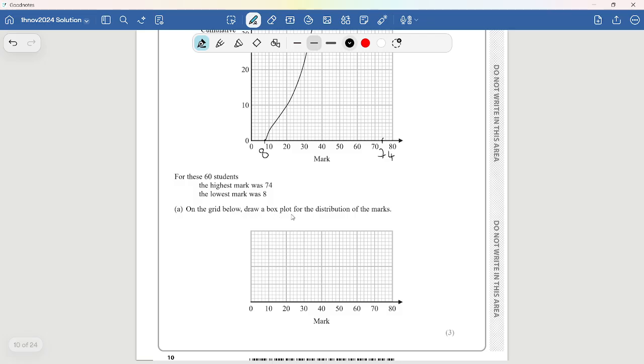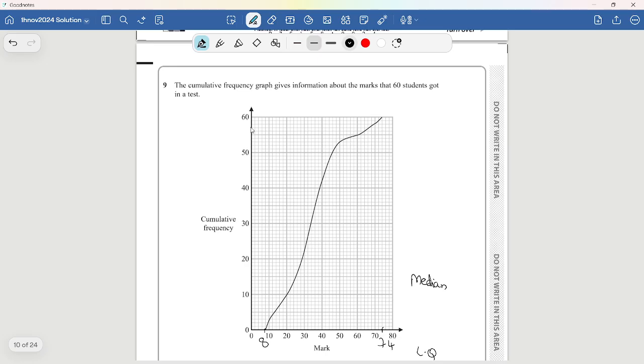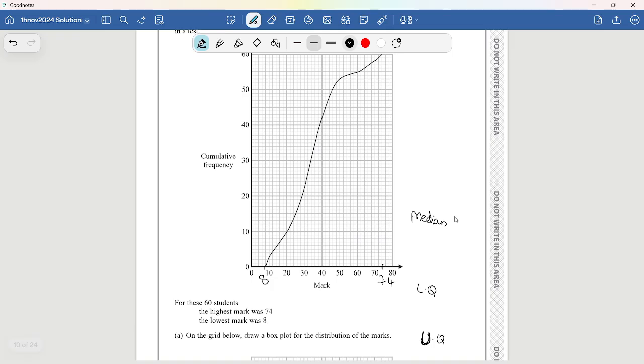Now on the grid below, draw a box plot for the distribution of the marks. We have to draw a box plot with the information given, and we need to figure out some more values. To draw a box plot, we need the median, the lower quartile, the upper quartile, and the highest and lowest values, which are already given here. The median is the middlemost value. If we take the highest frequency, that is 60, half of it is 30. The median is at the 30th position.